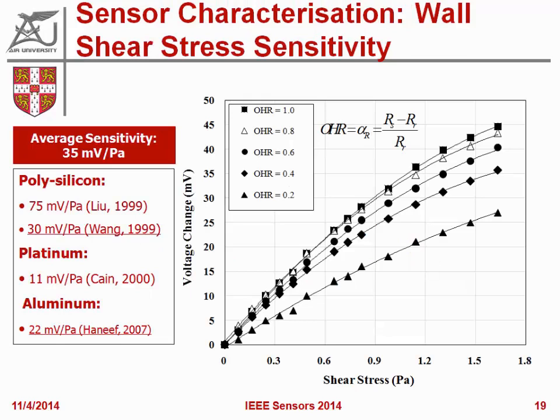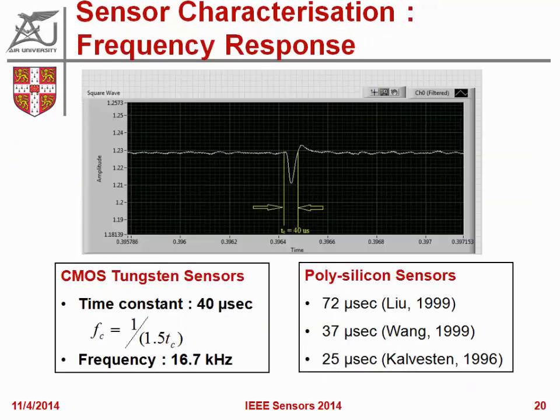So there is a sensitivity curve as we heat the sensor more and more. Overheat ratio 1 means that the sensor has double its original resistance, achieved through joule heating. Maximum sensitivity is at overheat ratio 1, and its average calculated from 0 to 1.6 pascals is around 35 millivolts per pascal. And here is the comparison with some of the previous CMOS based wall shear stress sensors.